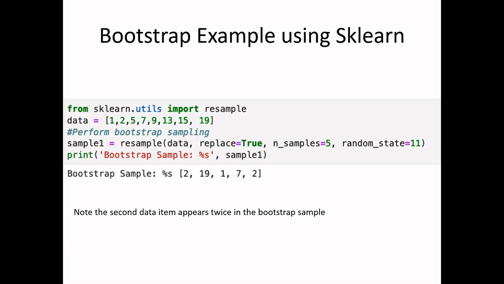In this case, if we do the bootstrap sample and we collect a sample of size 5, the numbers that are picked are 2, 19, 1, 7, and 2. So you can see that the number 2 has been picked twice. That is a property of bootstrap sampling.